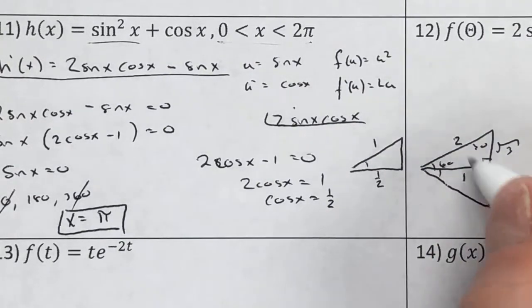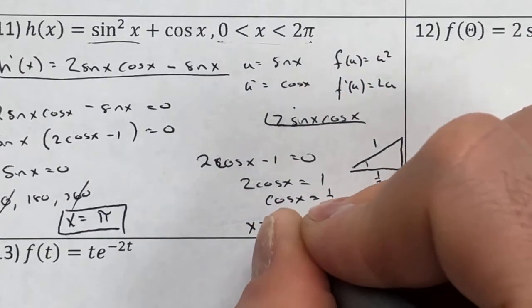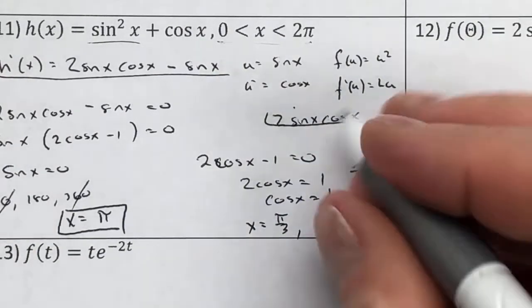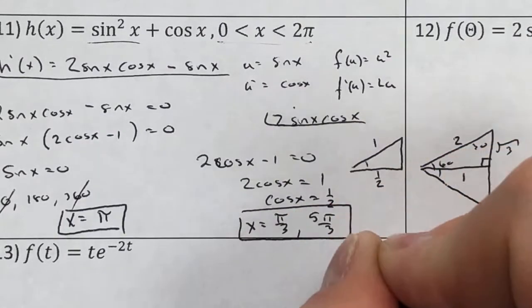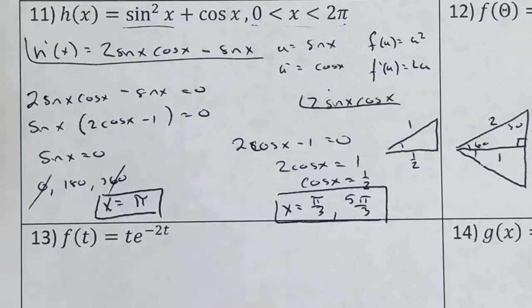So if I'm looking between 0 and 2 pi, I have x is equal to 60 degrees, which is pi over 3, or 300 degrees, which is 5 pi over 3. There we go. Okay.